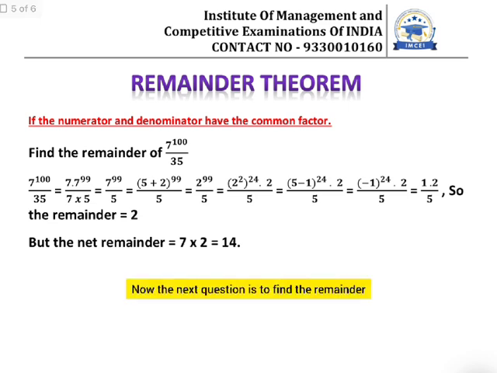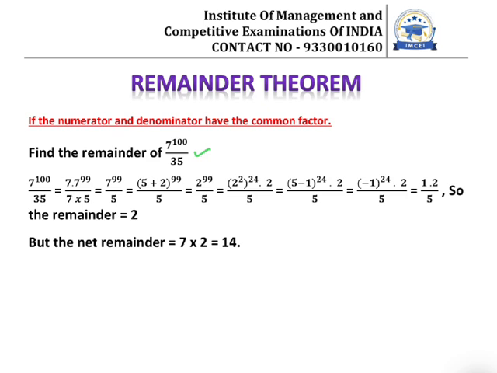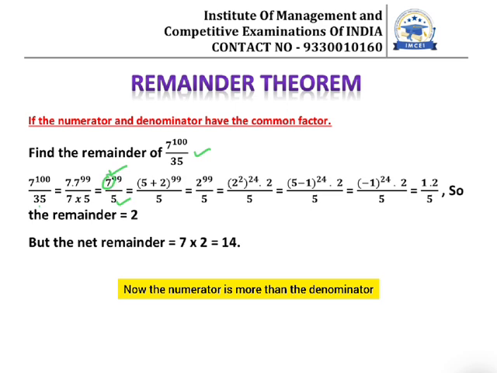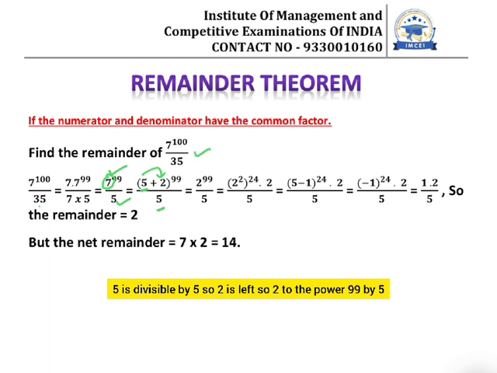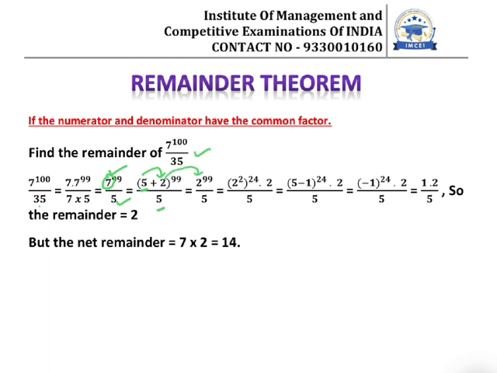Now the next question is to find the remainder of 7 to the power 100 by 35. As we can see, both the numerator and denominator are divisible by 7. So we are extracting as many 7s as possible. Now here we are dividing 7 to the power 100 by 7, we are getting 7 to the power 99, and 35 by 7 we are getting 5. Now there is no more common factor. Now the numerator is more than the denominator, so we are splitting it 5 plus 2. 5 is divisible by 5, so 2 is left, so 2 to the power 99 by 5.